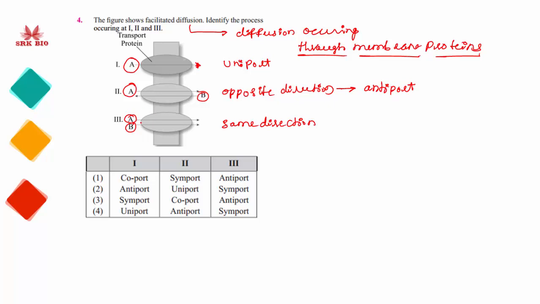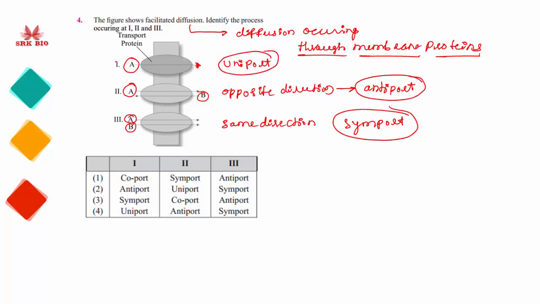And here the 2 molecules are moving in the same direction. This is called symport. So this is the right option. The first one represents uniport, the second one represents antiport, and the third one represents symport.